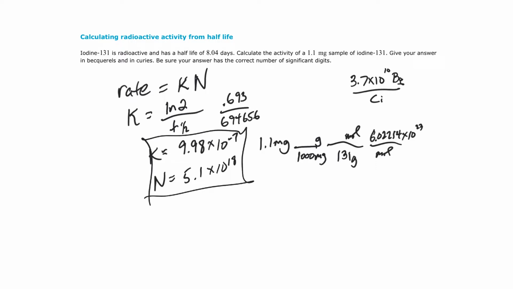These two multiply together. So times 9.98. We want two significant digits. So I have 5.0 times 10 to the 12 becquerels.